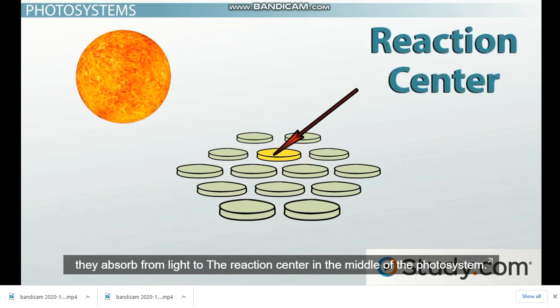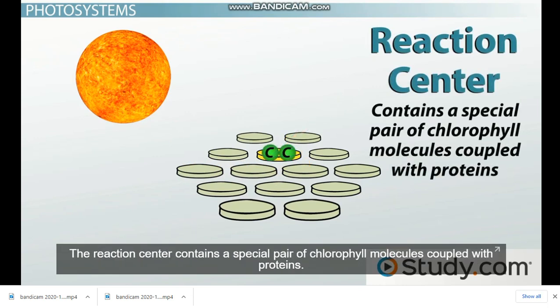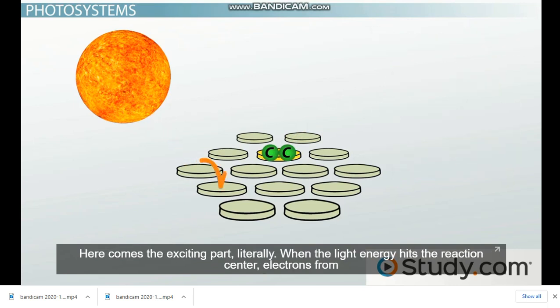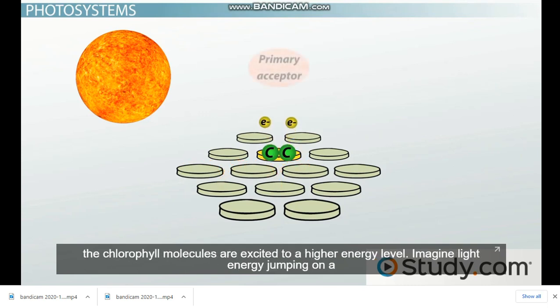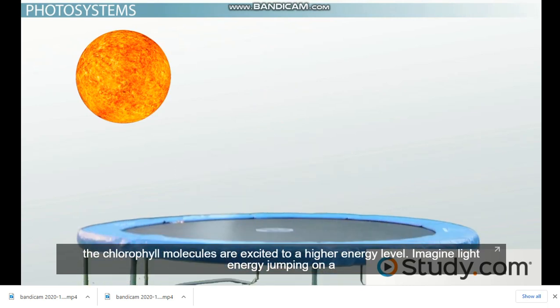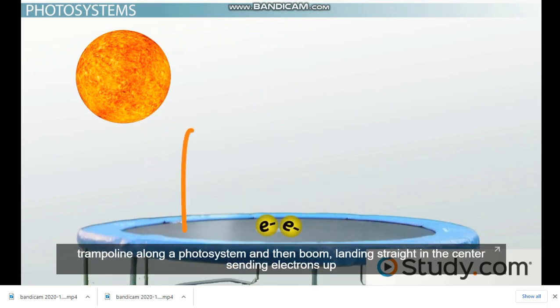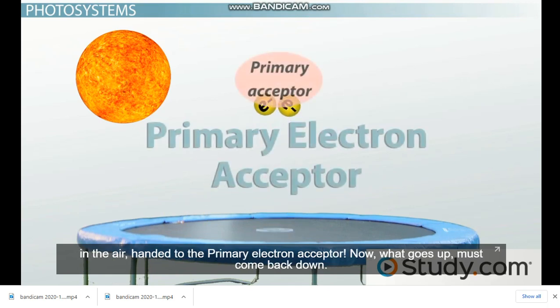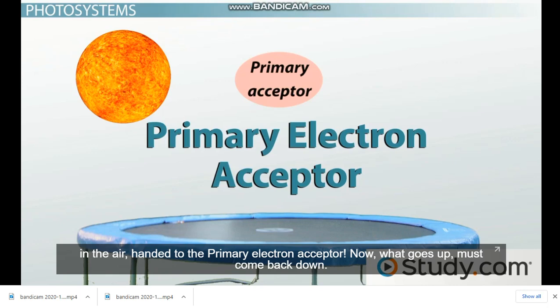This is in the middle of the photosystem. The reaction center contains a special pair of chlorophyll molecules coupled with proteins. Here comes the exciting part. Literally, when the light energy hits the reaction center, electrons from the chlorophyll molecules are excited to a higher energy level. Imagine light energy jumping on a trampoline along the photosystem and then, boom, landing straight in the center, sending electrons up in the air, handed to a primary electron acceptor.